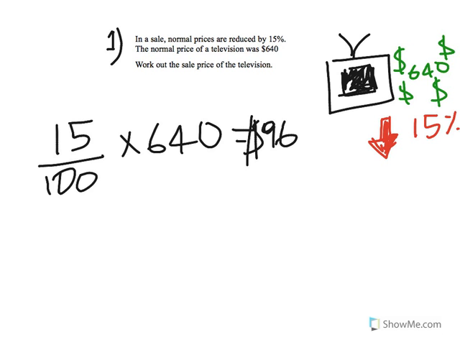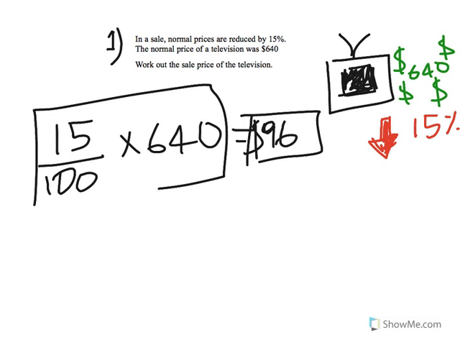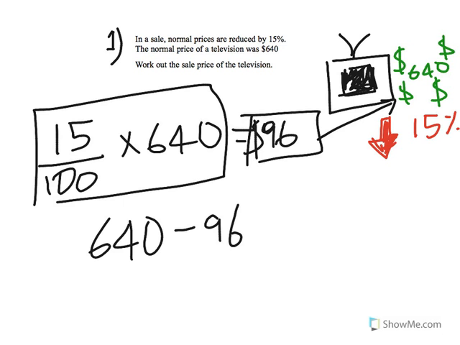Now this was the amount the TV was reduced by, because 15% of 640 is the amount the TV was reduced by. Now this amount should be taken away from the original amount to find the new price. So it's 640 minus 96, which will give you 544 as the new sale price of the television.